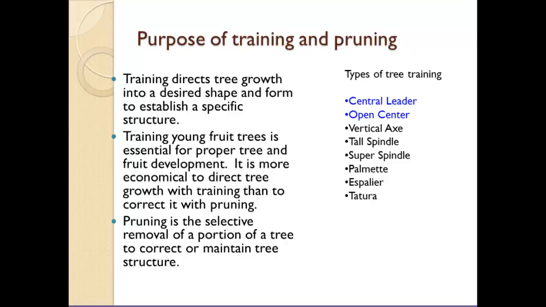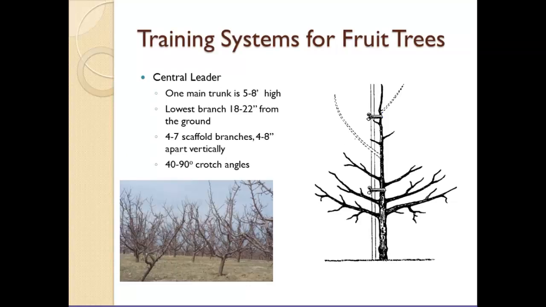2. Now there's lots of tree training, but today I'm just going to talk about central leader and open center. Now traditionally, the central leader is what most apple trees and pear trees are on. And for lack of a better word, this is the Christmas tree shape, where it's very narrow at the top and very wide at the bottom.